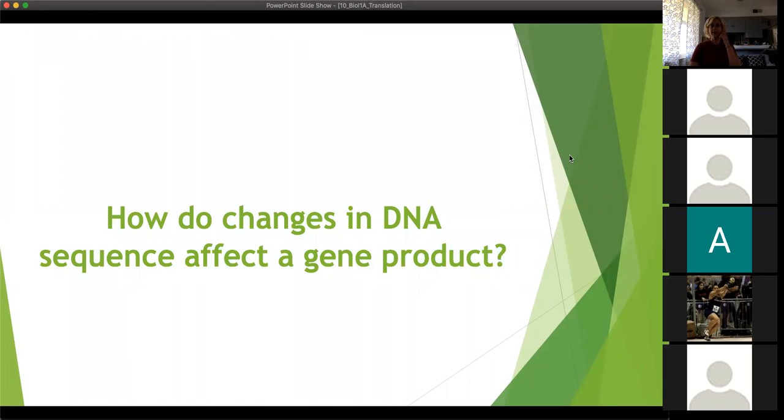So the last thing that we'll talk about in this section on translation is what happens when you have a change in the DNA sequence, when we consider the effect on the potential protein product.